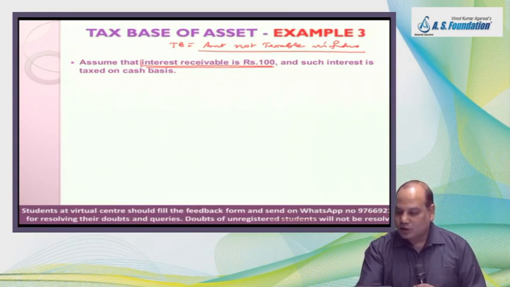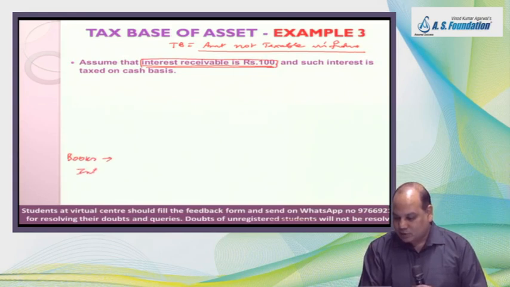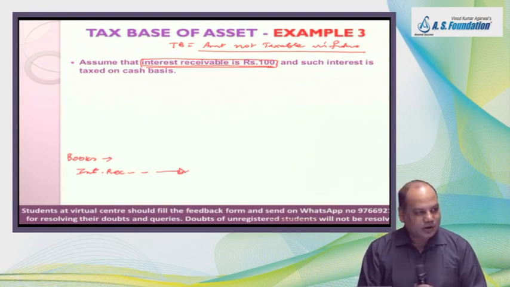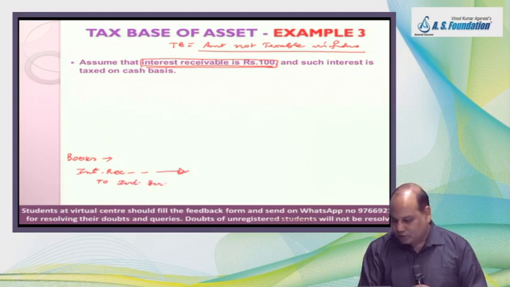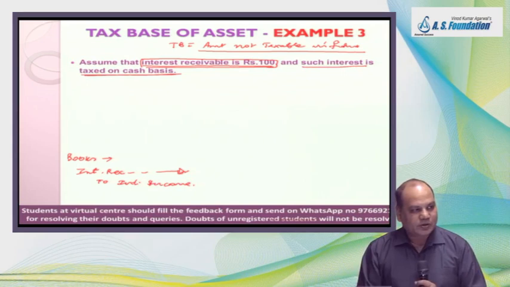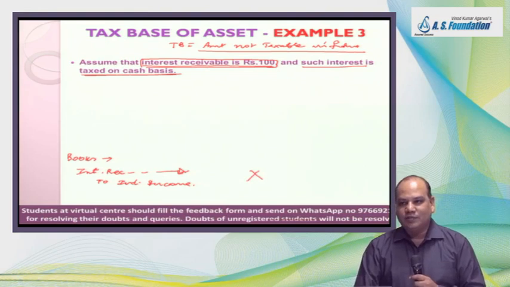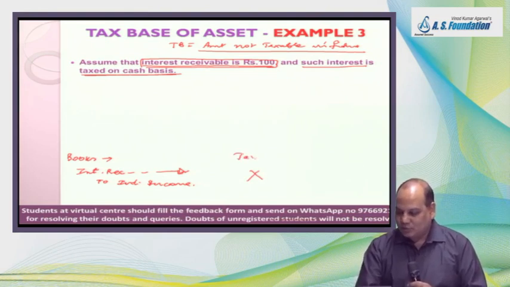So assume that interest receivable is rupees 100 in the books. Now what entry have they already passed in the books of account? You must know some basic accounting entry and some basic tax law. Then this chapter I can handle. Interest receivable to interest income. This is the entry they have passed. Such interest is taxed on cash basis. Means this item is not offered for taxation in the current year because it is receivable.